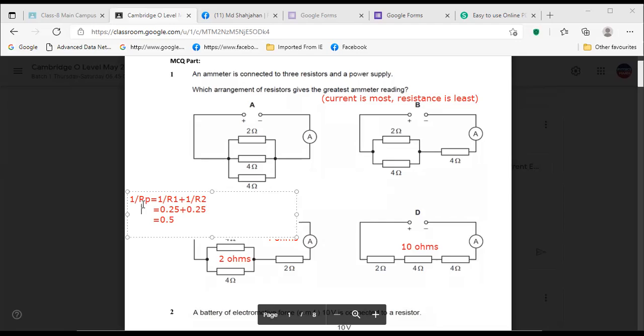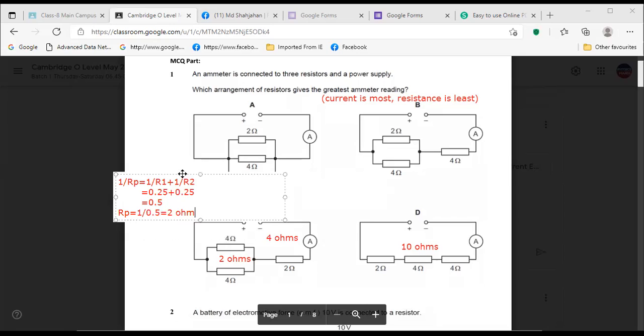So for Rp, it will be 1 by 0.5. That means you have to reverse it, isn't it? Yes, sir. So Rp will be equal to 1 by 0.5. That's coming 2, right? That's coming from calculation, isn't it?